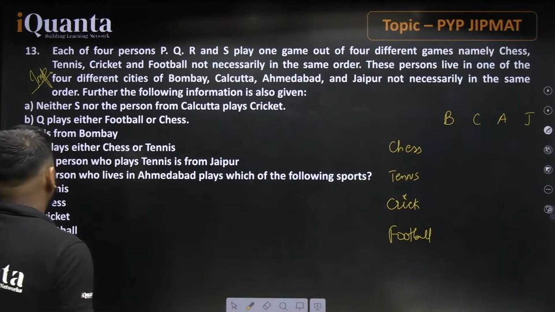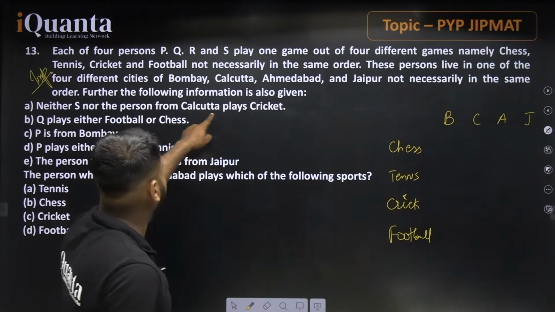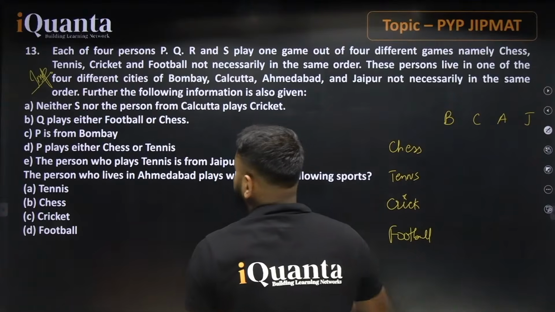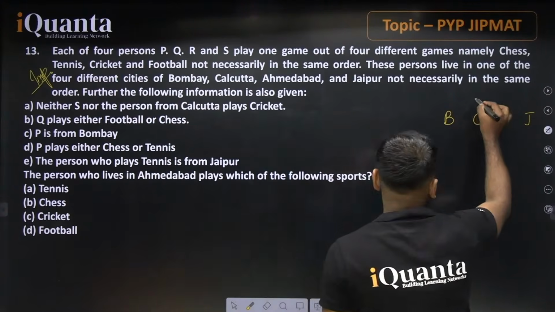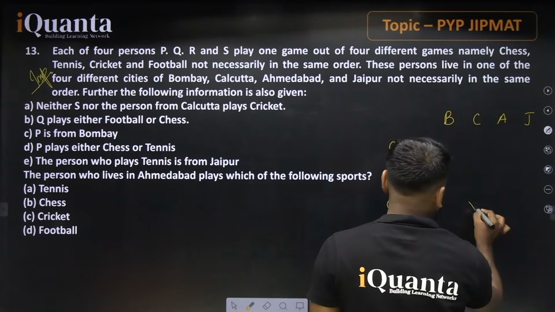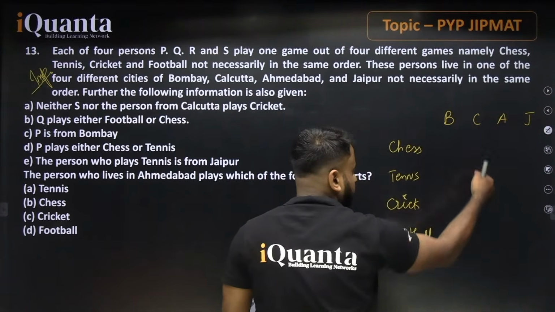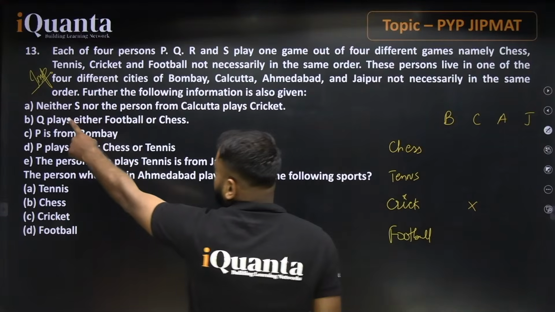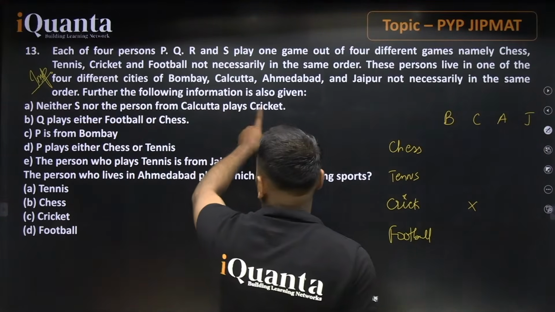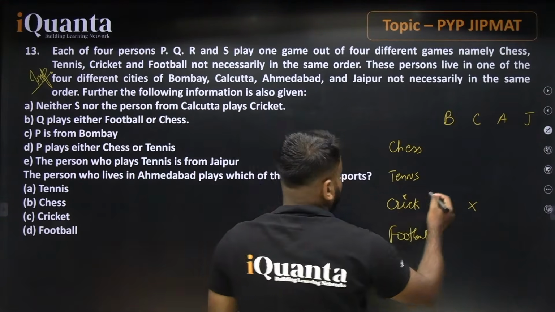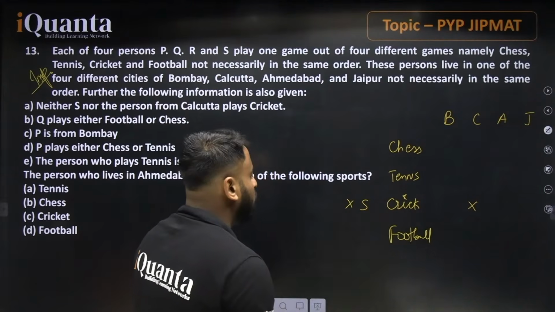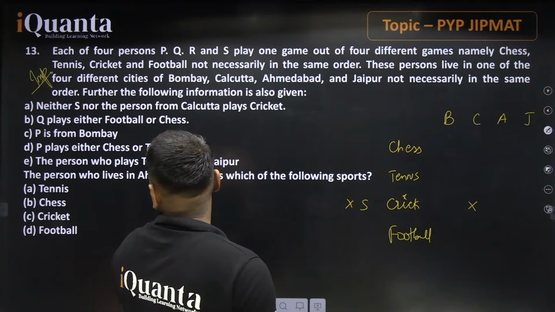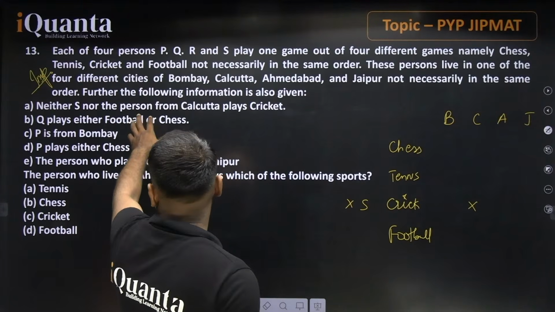Now the statement says that neither S nor the person from Calcutta plays cricket. So if talking about Calcutta and cricket, you just have to mark the cross. It also means that if talking about cricket, we cannot put S here, right?